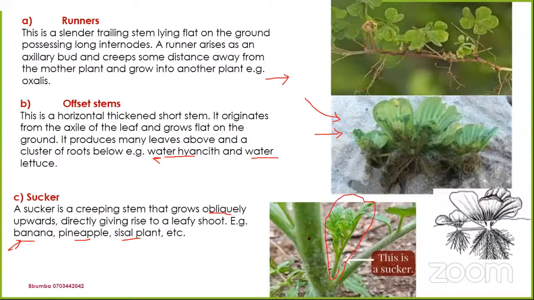I put this picture to show you how it could grow obliquely. This is a tomato stem, but I want you to understand how a sucker can be. If you have seen banana plantations, they normally have those leaves, and there are some outgrowths on this side which grow obliquely upward. Those are suckers. You can even remove them and plant them to become new plants.